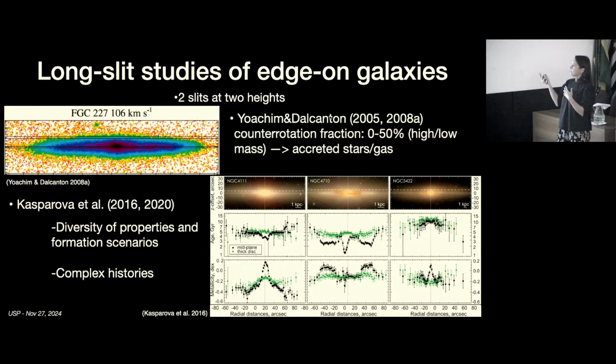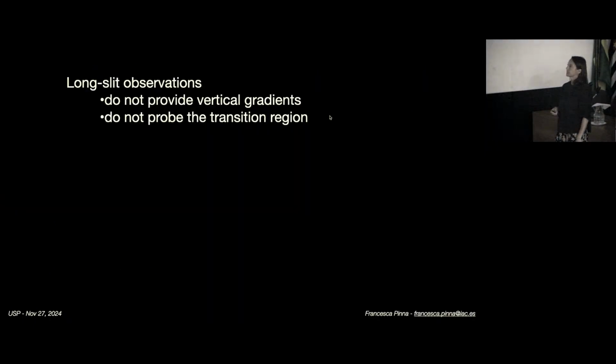Of course, they were trying to find a universal formation scenario for all the thick disks. These were the very first studies, and a bit later on, some diversity also started to appear in the properties of thick disks. And Kasparov et al. started to propose that the diversity actually meant different formation scenarios and some more complexity. And this idea is very important because this is the idea that we also find in the most recent studies.